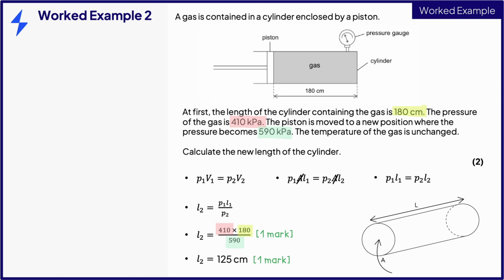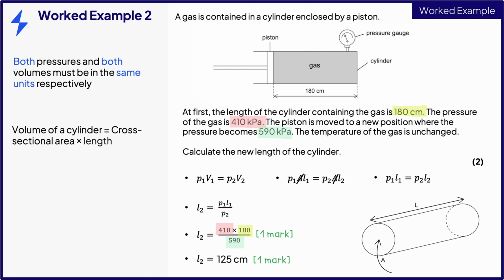We know this is in centimeters because the units need to be the same as the initial length. In general, both pressures and volumes have to be in the same units respectively. If one pressure is in kilopascals and the other pascals, you must convert these both to be in pascals or both in kilopascals. You must know the volume of basic 3D shapes, such as a cylinder. This is its cross-sectional area, which can be of any shape, multiplied by its length.